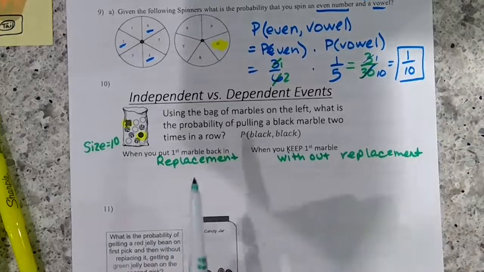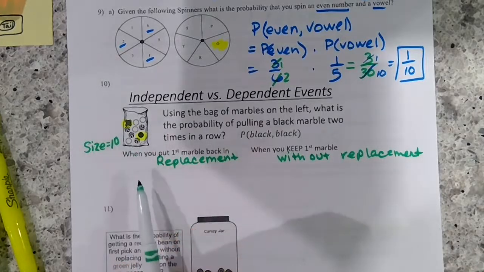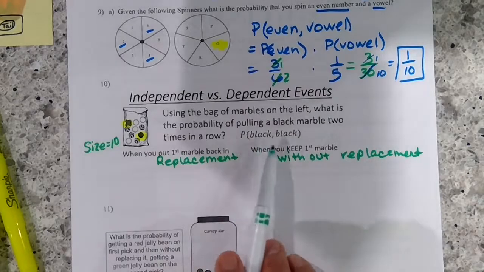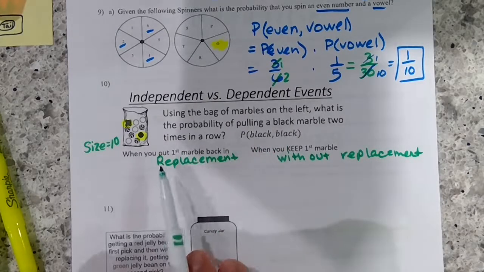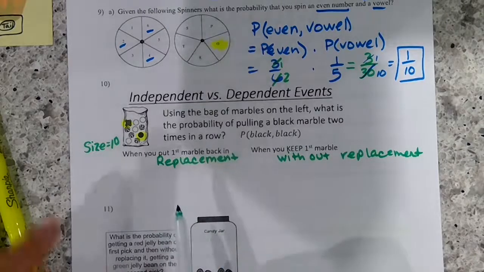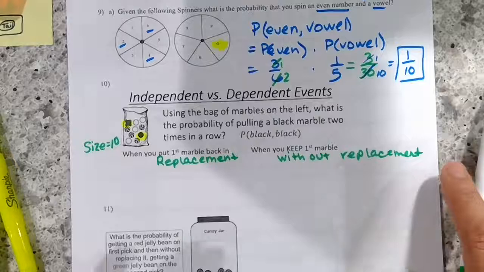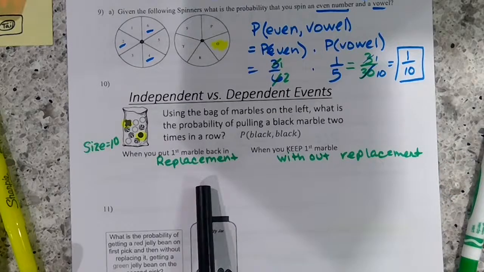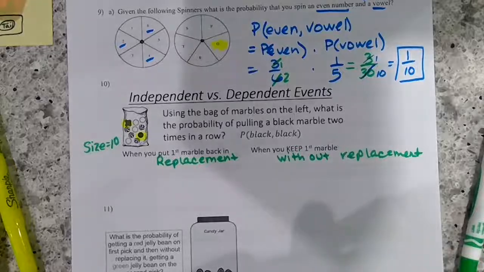All right, so you have this bag of marbles. What's the probability? You're going to take two marbles, right? You're going to get a black marble and then a black marble. That's what you want to get. So you're going to take a marble here, and then you're going to put it back in, and then you're going to take another marble. So what's the probability that you would get a black marble and a black marble?